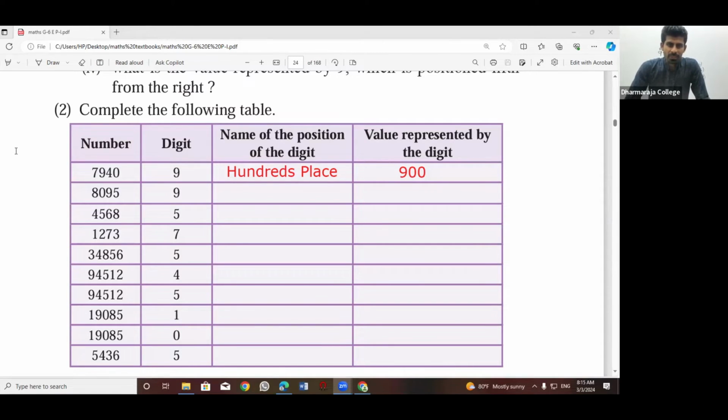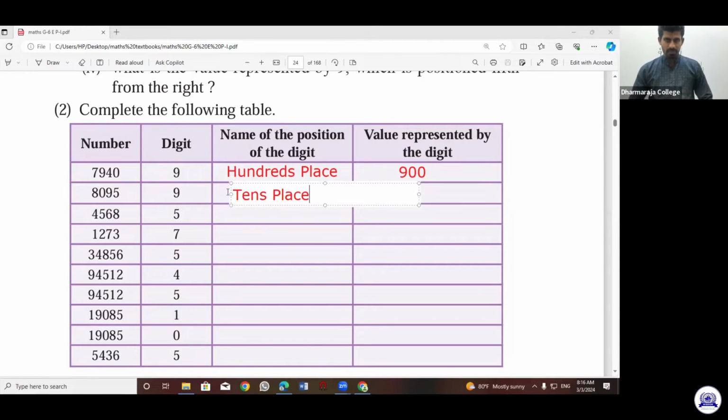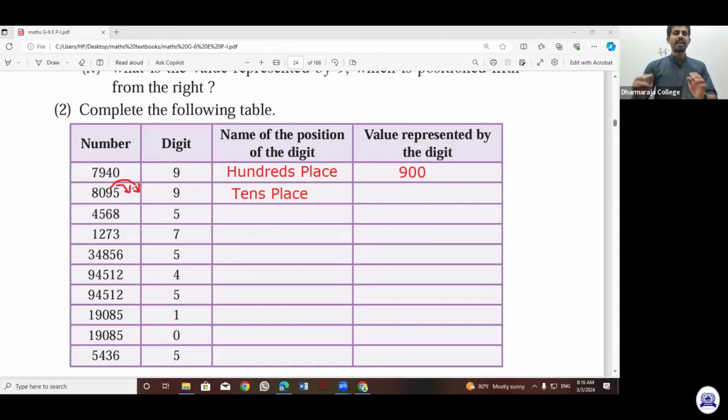I will do two more corrections. Ones place, tens place. Tens place. What is the name of the position of the digit? Tens place. Value represented: tens place means 10 into 9. 10 into 9, what is the answer? 90.